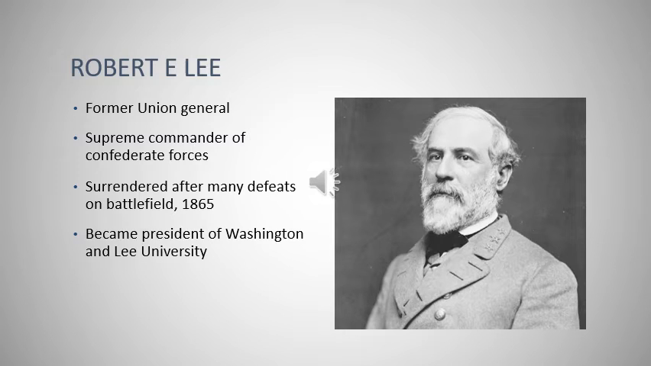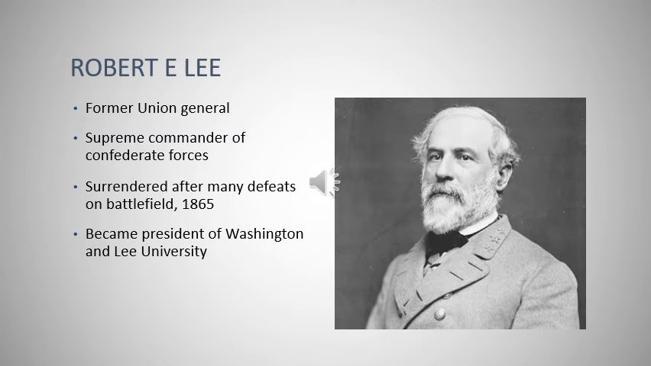Robert E. Lee was the Confederate general in charge of the Army of Northern Virginia, and at the end of the war, supreme commander of the remaining Confederate forces. Lee was considered to be one of the finest generals in the United States at the outbreak of secession and was offered command of Union armies, but declined.